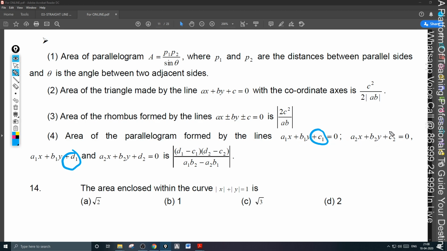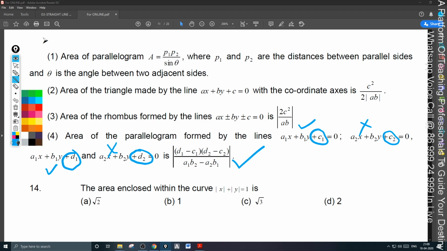Similarly, A2x plus B2y plus C2, A2x plus B2y plus D2, then these two are parallel lines. This is one set of parallel lines, and this is another set of parallel lines. Then the area of the parallelogram is simply given by the difference of these two constants, C1 minus D1, and the difference of these two constants, C2 minus D2, divided by A1B2 minus A2B1. Remember that formula. This is the first line, this is the second line, this is the third line, this is the fourth line, and the first and third lines are parallel, and the second and fourth lines are parallel. The first line is this.